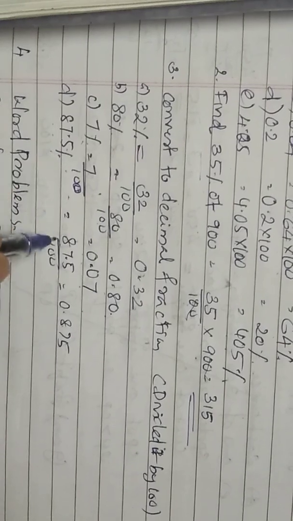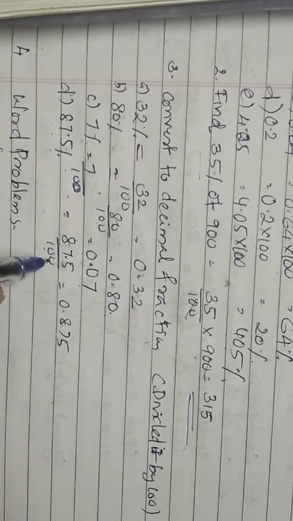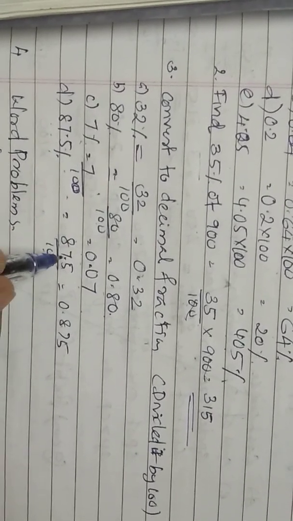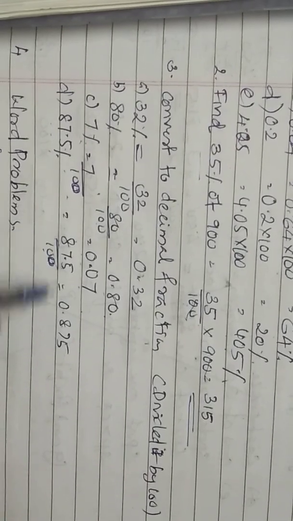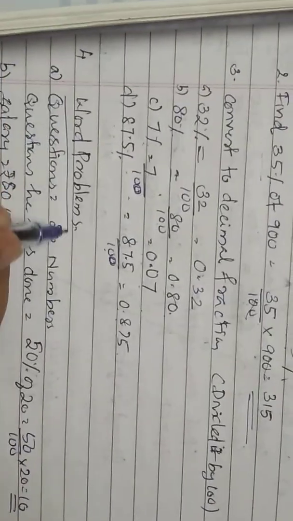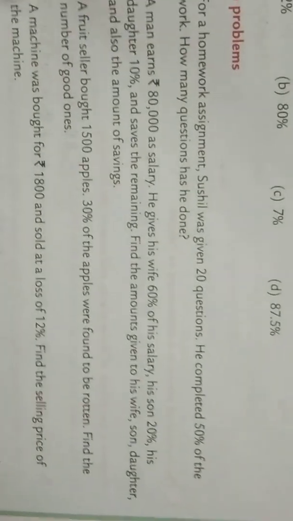87.5 percent equals 87.5 divided by 100. When we divide by 100, the decimal should be moved two places to the left. That is 0.875. Next is word problems, that is, sentence problems we have to discuss.